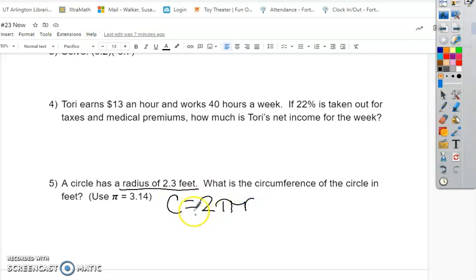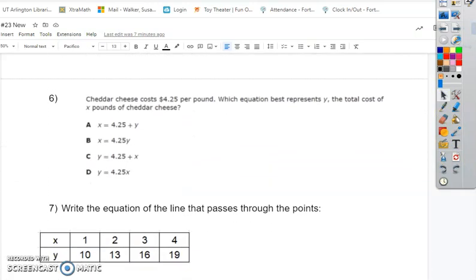Guys, this 2 means you are multiplying by 2, okay? Some of you get confused on that. That means you multiply by 2. Plug those numbers in and multiply.